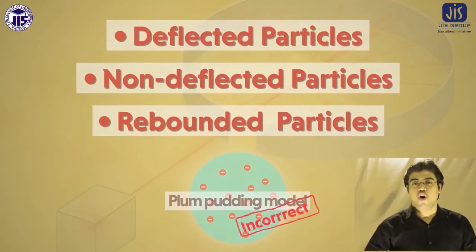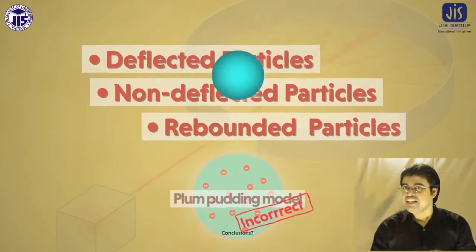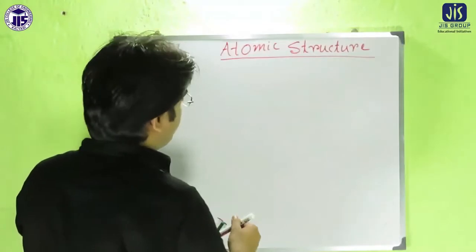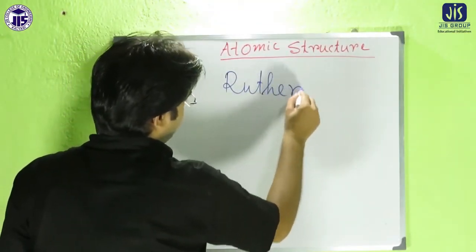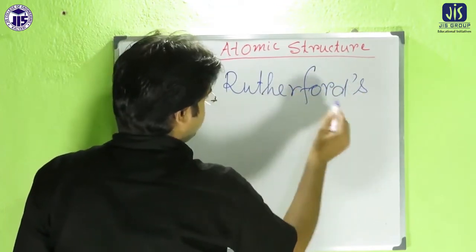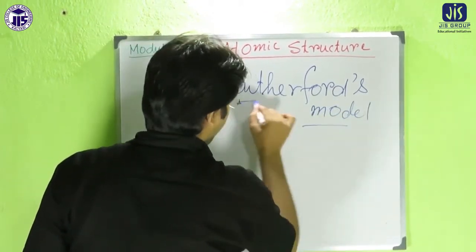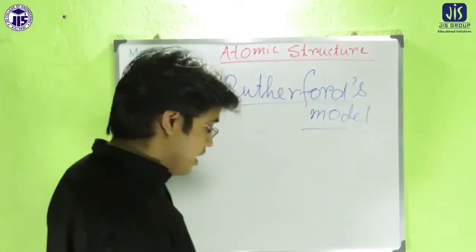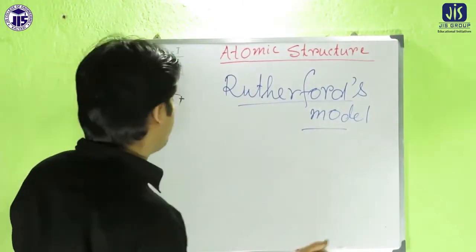So Rutherford put forward a model. Rutherford's model consists of 4 postulates which explain the inner structure of the atom. That is also called Rutherford's model, so we'd better use the term Rutherford's model. So according to Rutherford, there are 4 postulates. That means there are 4 observations. So what is the first observation, or the first postulate?